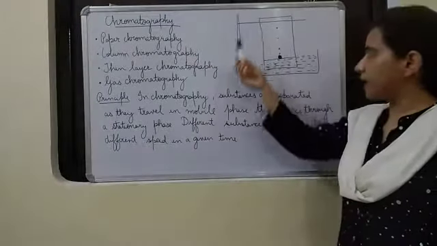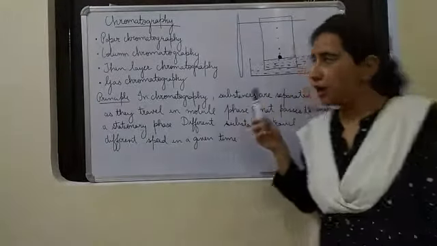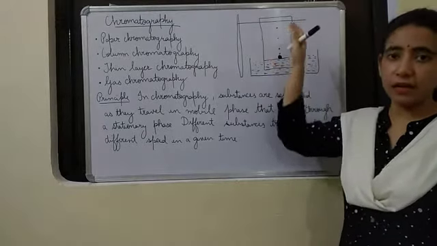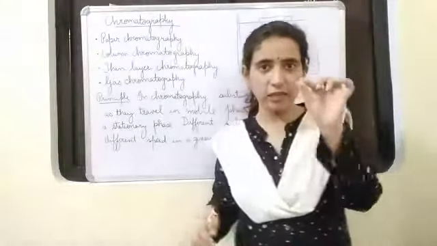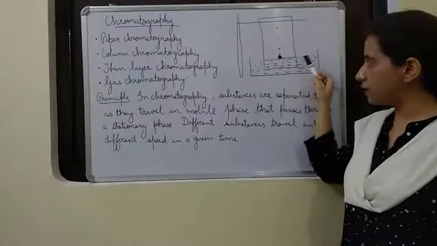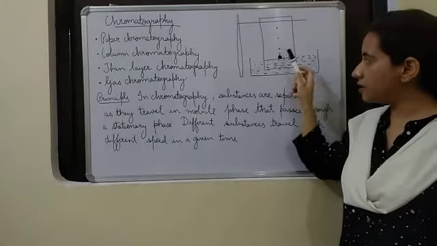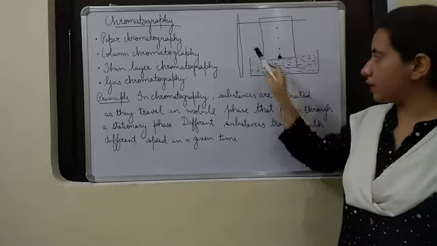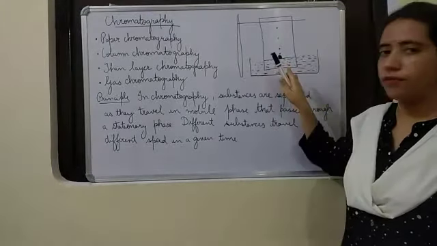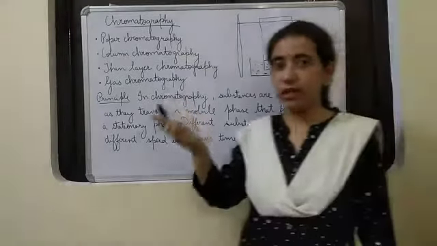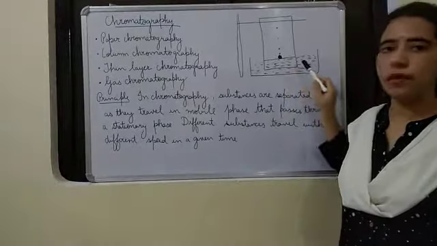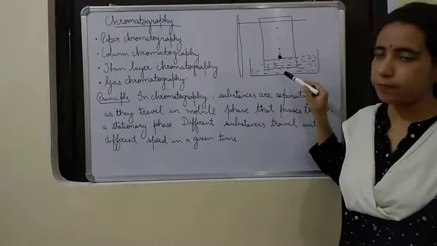Here I have taken the setup of paper chromatography. This is a piece of paper that is cut in the form of a rectangle. Here we have to draw one line, called the baseline. If you can see, I have drawn this line, and it is dipped in a solution of a solvent. Here a beaker is there, and the paper will be dipped in the solvent up to the level of the baseline.